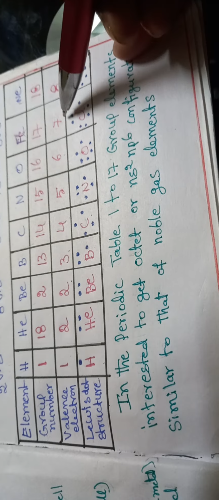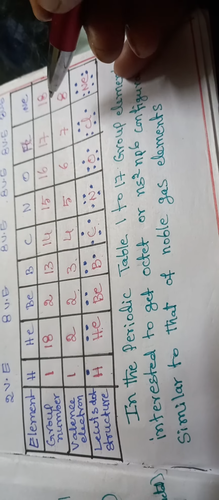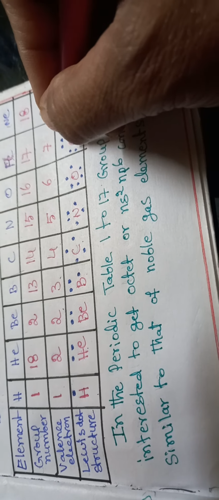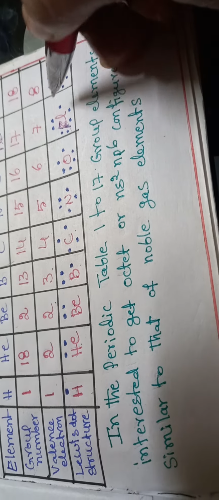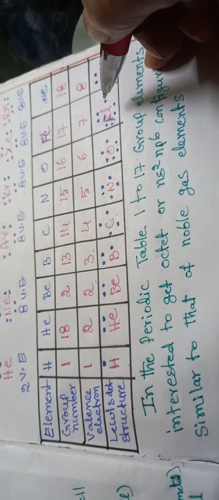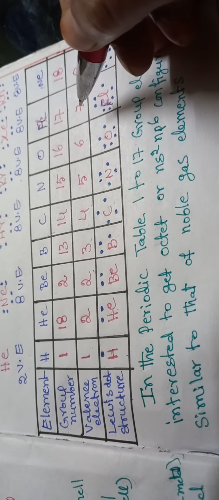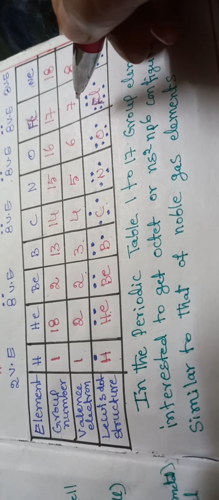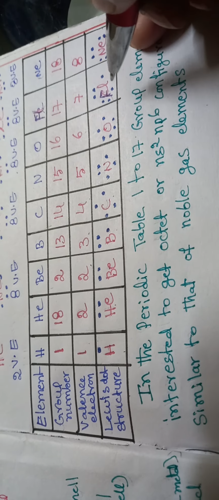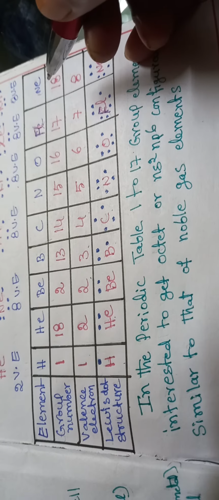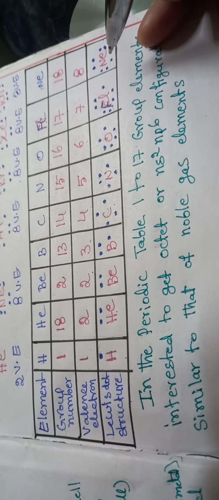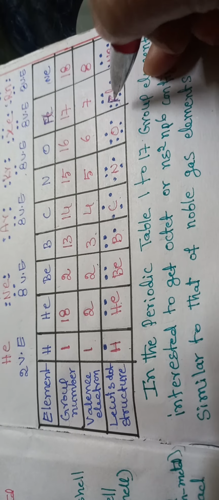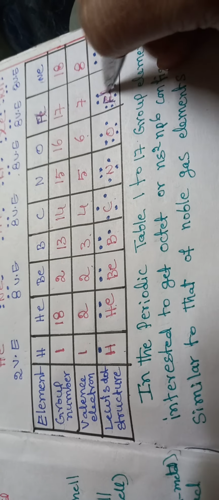Fluorine valence electrons 7, so 7 dots are there. Next one, neon valence electrons 8, so 8 dots are there.